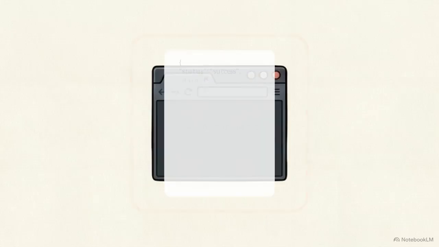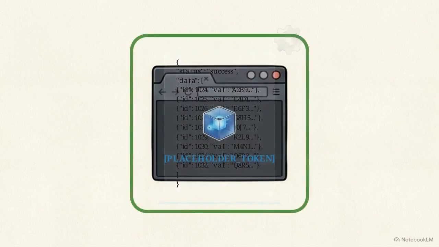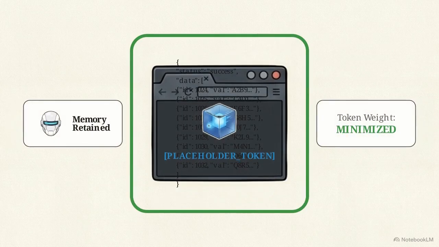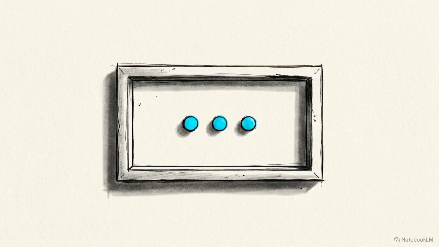Look at this context window burdened by a bloated raw JSON payload. To fix this, engineers use tool result clearing. The server surgically strips the heavy data, leaving a single tiny placeholder token. The agent retains the memory but sheds the token weight. Server-side editing allows an autonomous agent to process and analyze millions of tokens over a long workflow while keeping its immediate active context window lean.